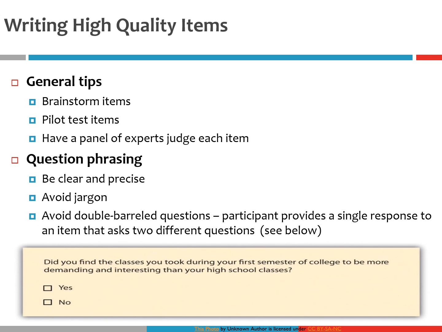So are you trying to assess only the situation where the class is both demanding and interesting, or are you trying to assess demanding and/or interesting? As you can see, there's two options here, and it's confusing, and different participants will interpret this question differently. And that's not what you want. You want the question to be clear to all participants. So this is a double-barreled question. You want to avoid these things. These are quite common. You see them in surveys that are not properly worked out and piloted.